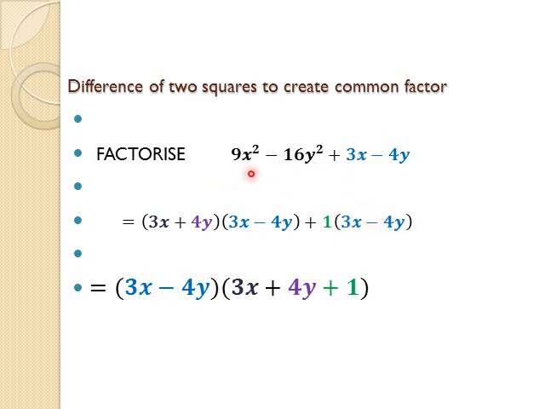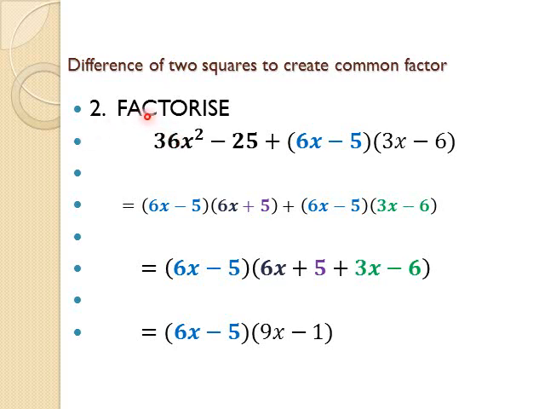So after factorizing the difference of two squares, I still have a common factor, which is the first law of factorization. Always look for a common factor. So if I take out 3x minus 4y on either side of the plus sign, I'm left with 3x plus 4y, plus the 1 on the outside. So that was difference of two squares and common factor. Alright, so we can combine them. Let's look at the second problem.